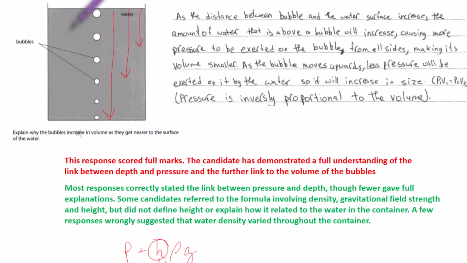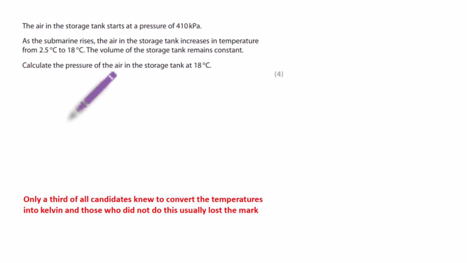Next. This is very important. Please be very careful with this question. The air in the storage tank starts at a pressure of 410 kilopascal. As the submarine rises, the air in the storage tank increases in temperature from 2.5 degrees Celsius to 18 degrees Celsius. The volume of the storage tank remains constant. Fine. Calculate the pressure of the air in the storage tank at 18.